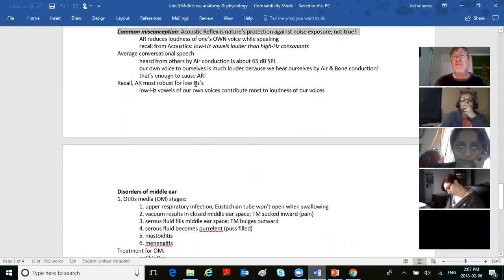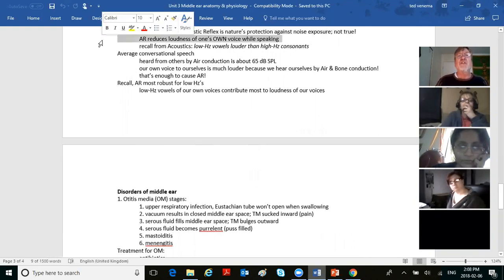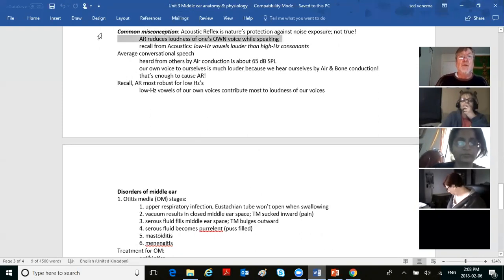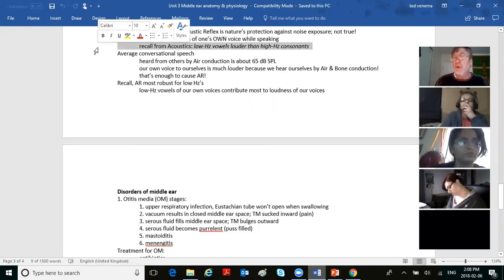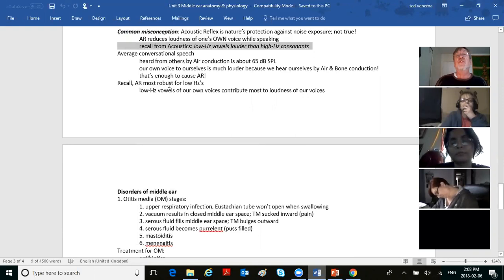Okay, if we move on down, look at this, common misconception. Acoustic reflex is nature's protection against noise exposure. Not really true. It reduces the loudness of your own voice while speaking. Recall from acoustics, and you will get this more in acoustics later as well. Low frequency vowels are louder than high frequency consonants.